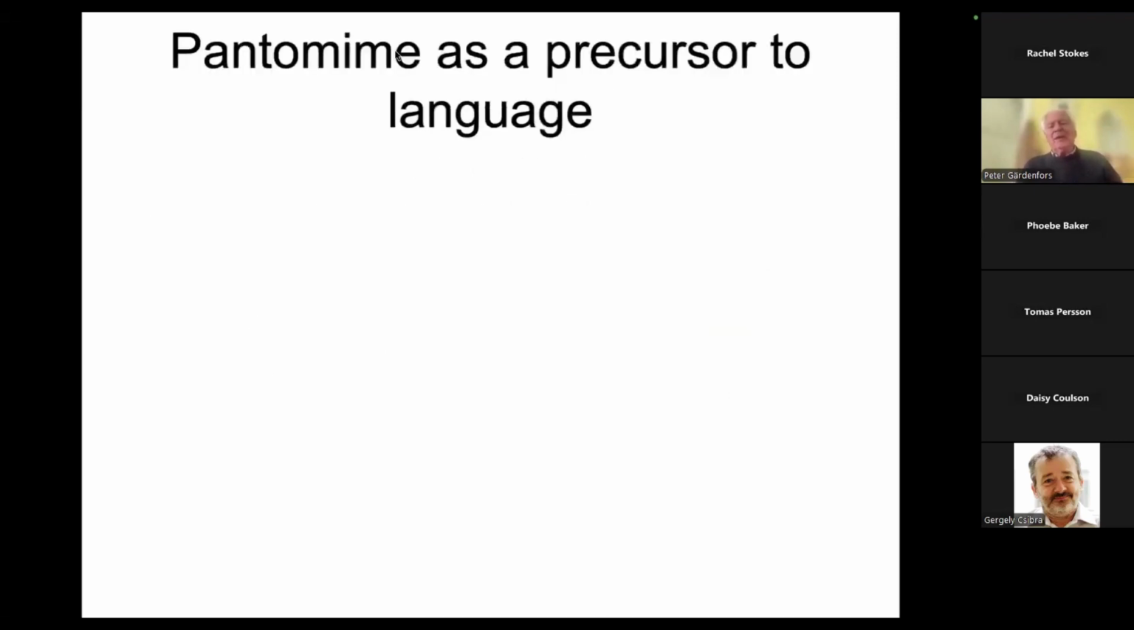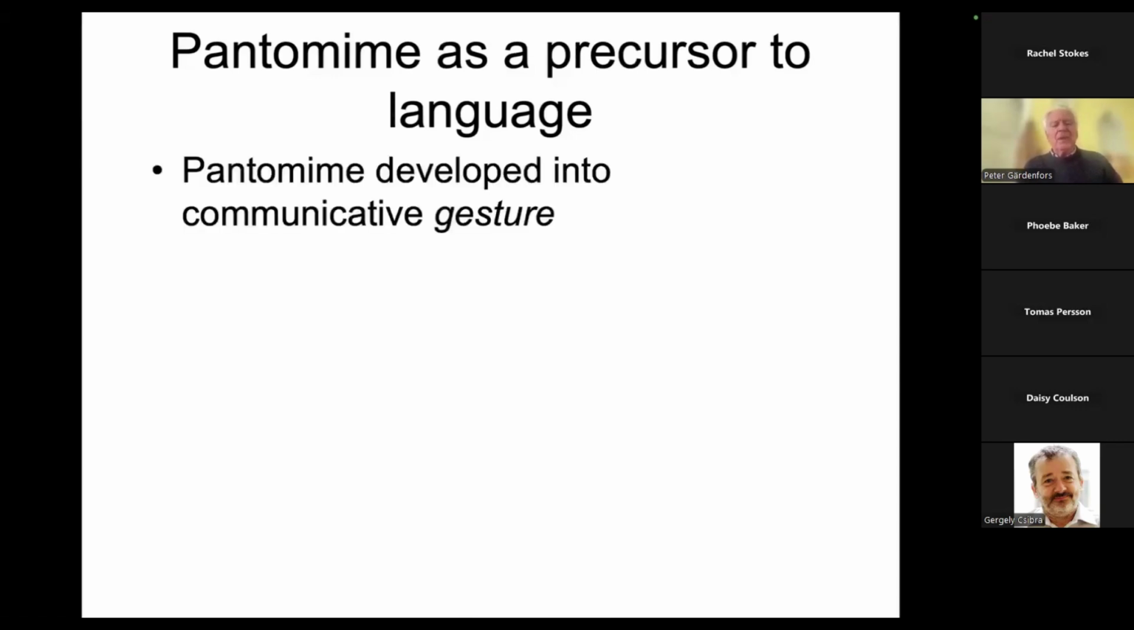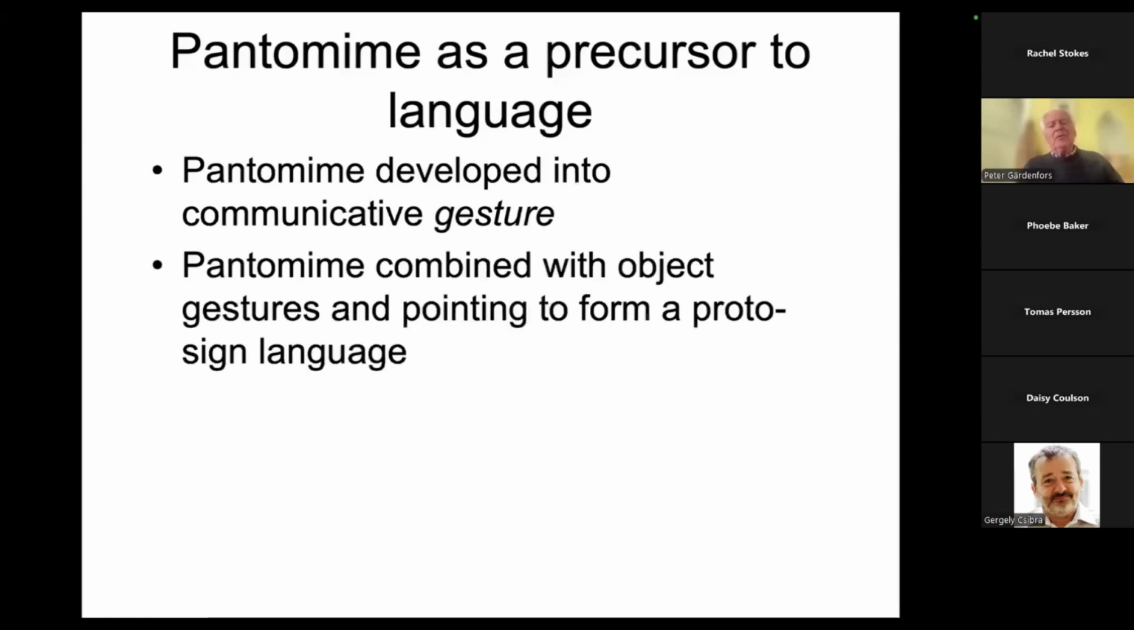So I think that by combining pantomime with the other gestures, we can see this as a precursor to some form of linguistic communication, or at least symbolic communication. So my idea is that pantomime developed into communicative gesture. So you combine it with object gestures and pointing to form what can be called the proto-sign. I'm still focusing on the hands. I'm not talking about vocal uses, vocalizations and so on yet. I will come back to that.